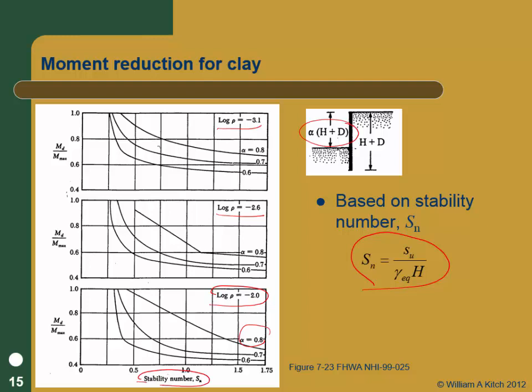If you think about it, as H over D gets larger, you're going to tend to have more movement of the pile. As H over D gets larger, the system gets less stiff, the soil system gets less stiff.